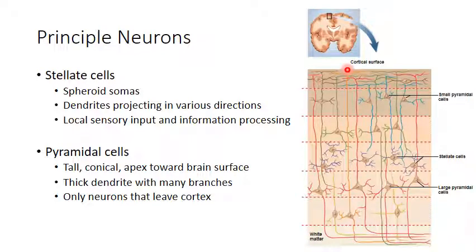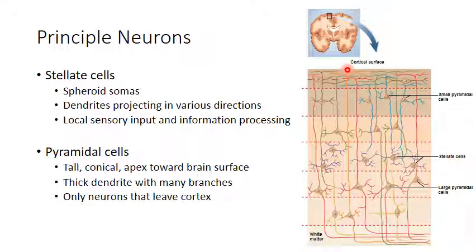So since we've just talked about the white matter of the cerebrum, we now need to talk about the gray matter. So our gray matter is going to be the cerebral cortex, the basal nuclei, and the limbic system. Those are going to be our three major gray matter components of the cerebrum.